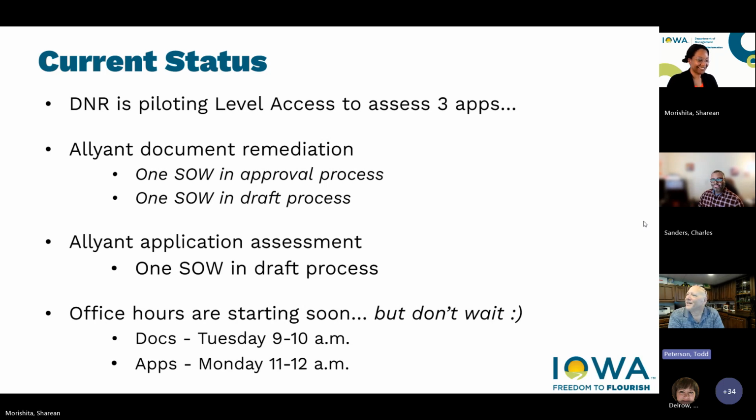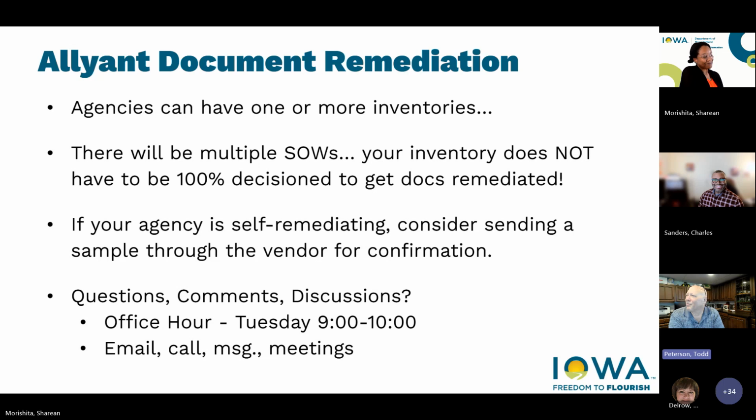So go ahead and go to the next slide. So the document remediation, again, you can have more than one inventory. Some agencies want to break them down by division or whatever reason you want to break them down. Some people will prioritize and maybe do X first, Y second, Z third. I don't care. Whatever you want to do. There are going to be multiple SOWs, so you do not have to have your entire inventory done. In fact, please don't wait. If you've got 50 documents that you want remediated, let's get them going. Let's get them in the pipeline. Let's get the SOWs going. Let's get them to Alliant.